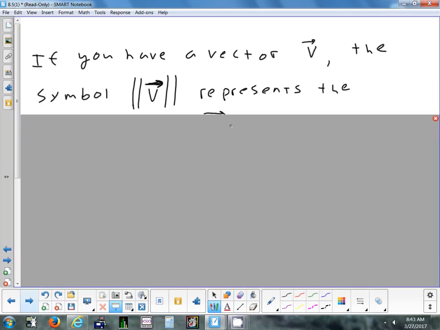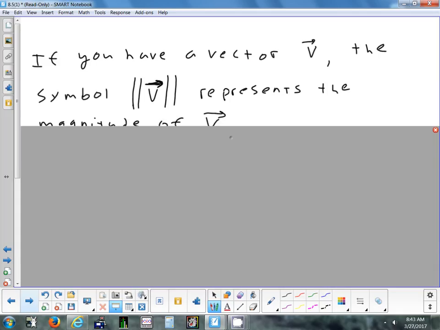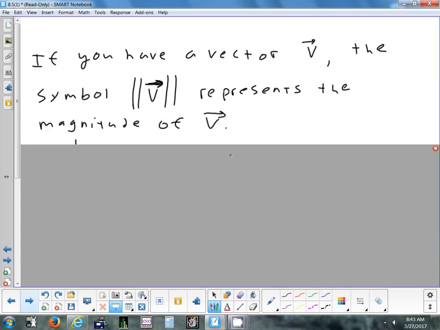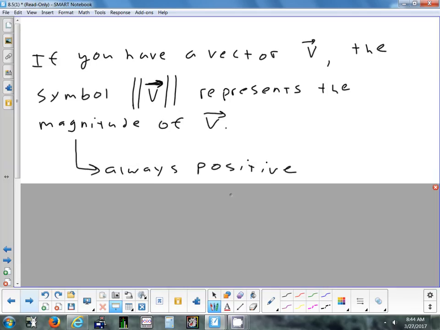Okay, so that's the symbol. When you put double bars, they don't really call it double absolute value bars. They just call them double bars. That symbol represents the magnitude of the vector. And because magnitude is a length on the arrow, think about what kind of numbers length always is. It's always positive. Even if you're driving in a car, magnitude is always positive. If you want to go in reverse the other way, that's a different direction. It's not a different speed. It's not negative speed.